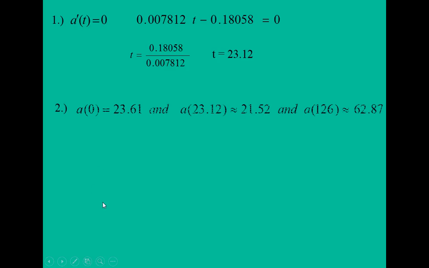Second, we need to identify our endpoints. And the endpoints were from liftoff, which is 0, to t equals 126 seconds. So we plug those values back into the acceleration function and compare those values. We can see the absolute maximum value, the maximum acceleration, occurred at 126 seconds. And the absolute minimum acceleration occurred at 23.12 seconds at our critical number.